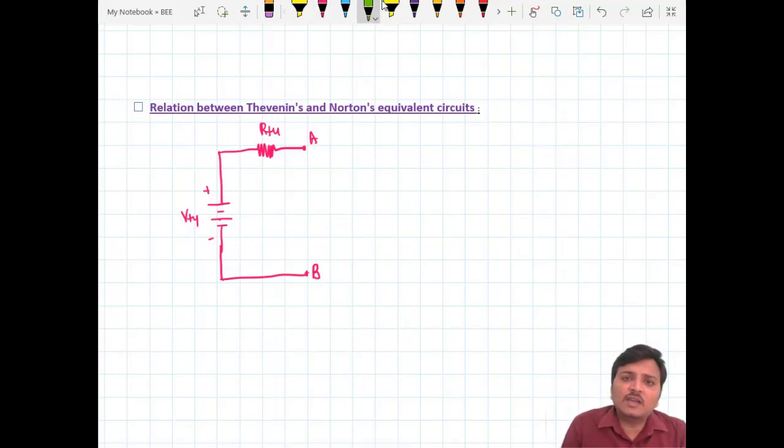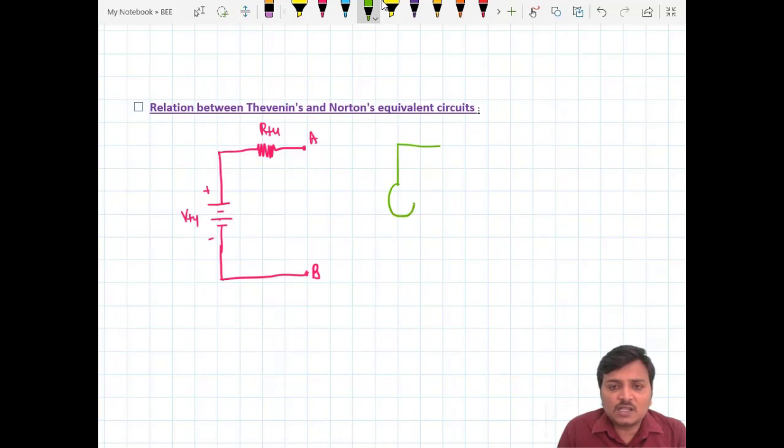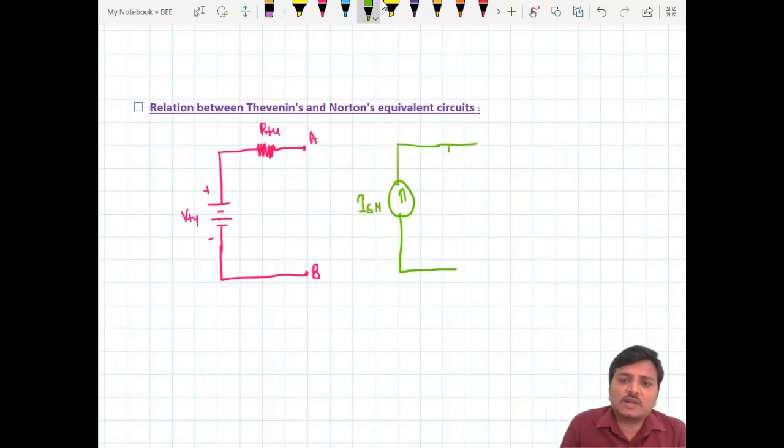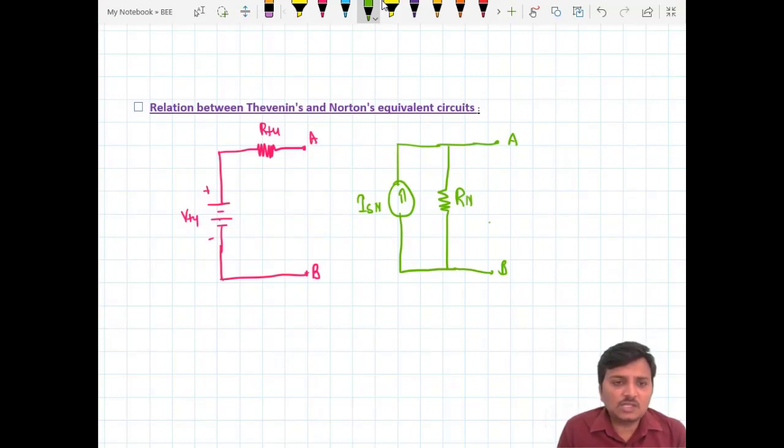Now, in a similar way, if I want to draw the Norton's equivalent circuit, what is it? Similarly, there is a current source. I can call that ISN, the Norton's equivalent short circuit current, in parallel with a resistance RN, and you have the load terminals A and B. So this is the Thevenin's equivalent circuit and this is the Norton's equivalent circuit.